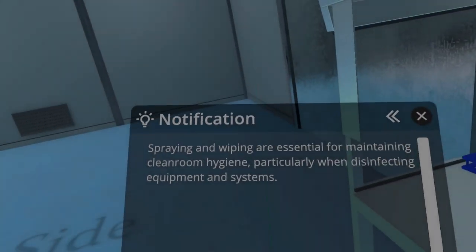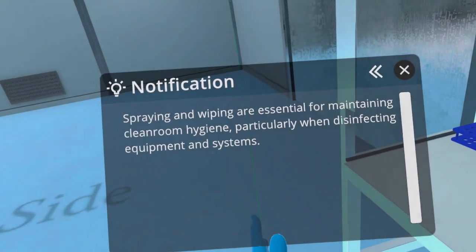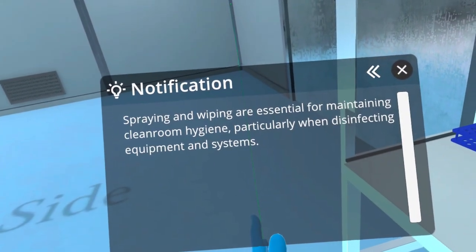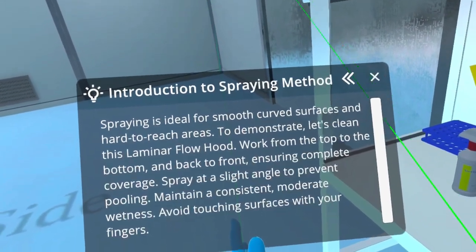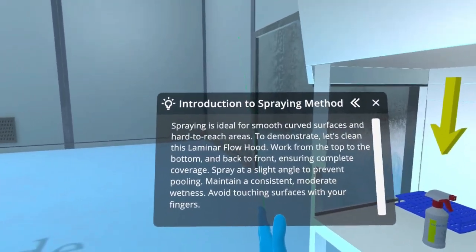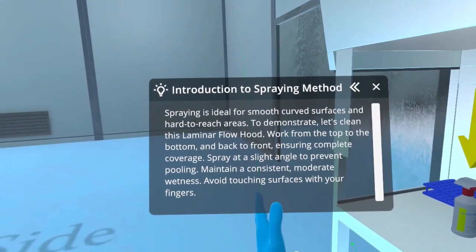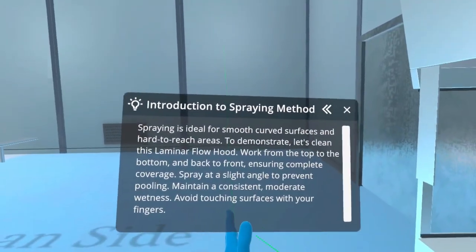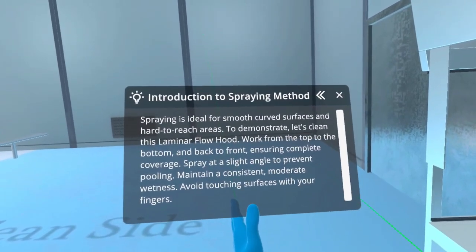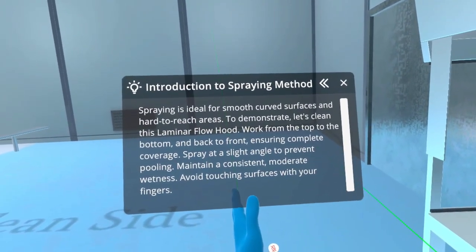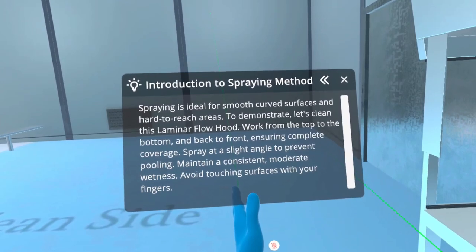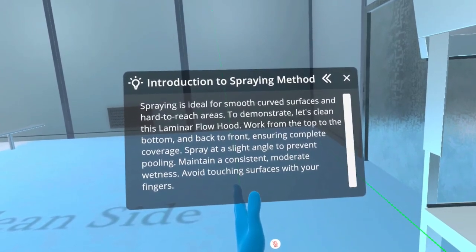Spraying and wiping are essential for maintaining cleanroom hygiene, particularly when disinfecting equipment and systems. Spraying is ideal for smooth curved surfaces and hard-to-reach areas. To demonstrate, let's clean this laminar flow hood. Work from the top to the bottom, and back to front, ensuring complete coverage.